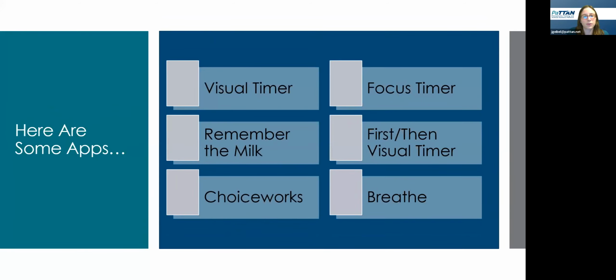apps. And here are some very specific apps if you wanted to be able to find them easily. These are ones that people swear by. Visual timers are a really common one, and that will just count down your time in an activity. Focus timer, First Then Choice Works is good because it lets the child kind of participate in what they want to do next. All right, I'm going to take a look at the chat real quick.